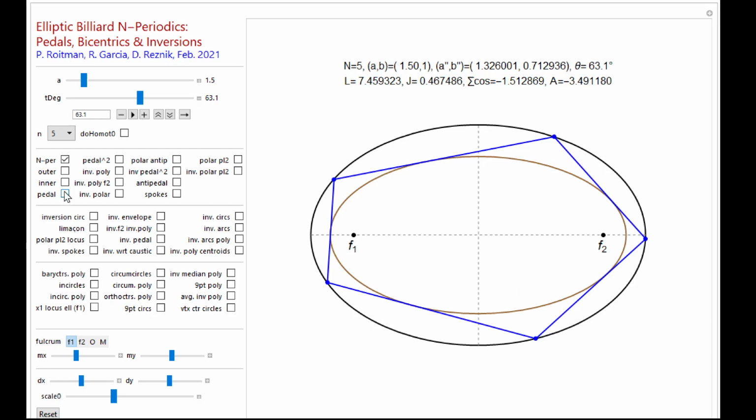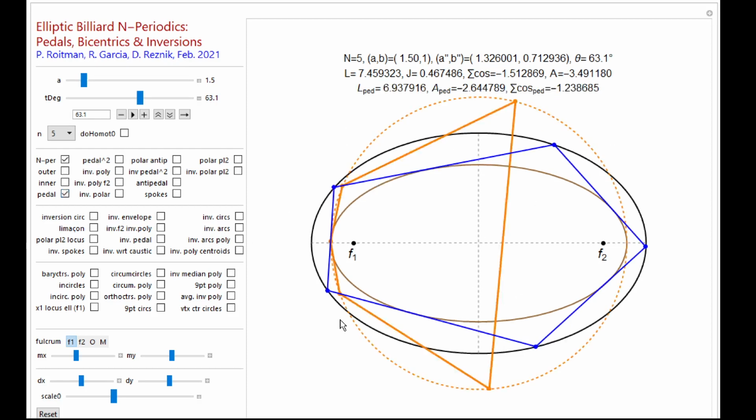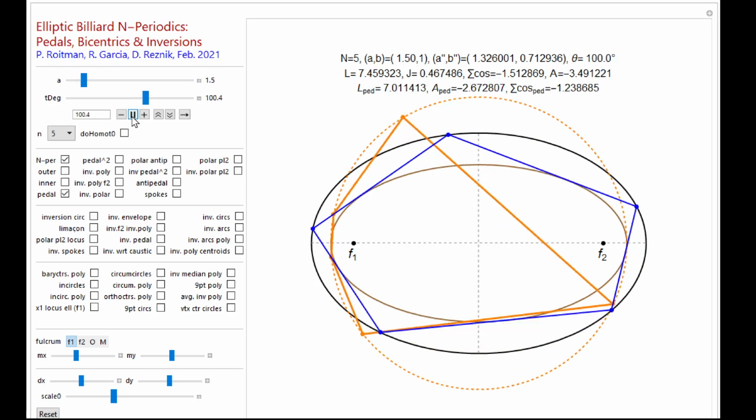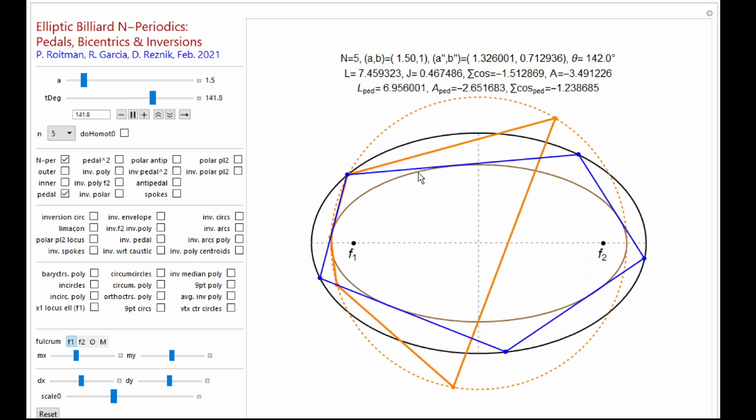So let's draw them here. So here's a petal polygon, this orange thing, whose vertices lie at the feet of perpendiculars dropped from F1 onto the sidelines of my n periodic. So I get this family here. Let's animate this to look at this family. Okay, so it's this family of orange polygons.